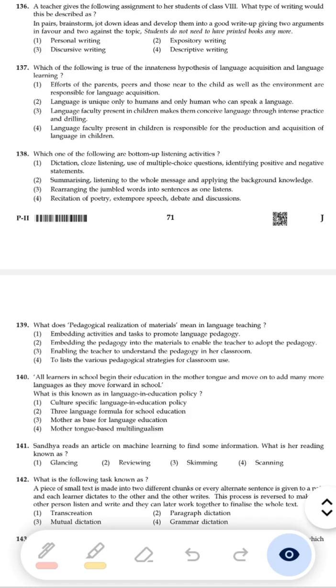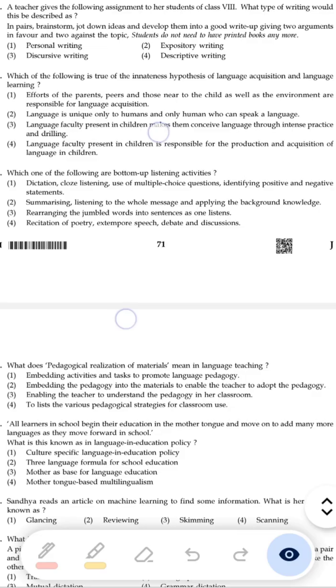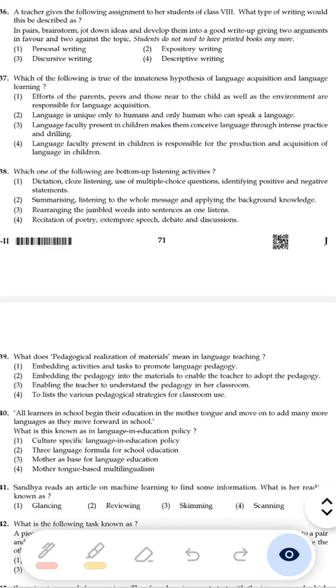Question 136 says that a teacher gives the following assignment to her students of class 8. What type of writing would this be described as? She mentioned some instructions: in pairs, brainstorm, jot down ideas and develop them into a good write-up, giving 2 arguments in favor and 2 against the topic. The topic is: students do not need to have printed books anymore. The options given are personal writing, expository writing, discursive writing and descriptive writing.